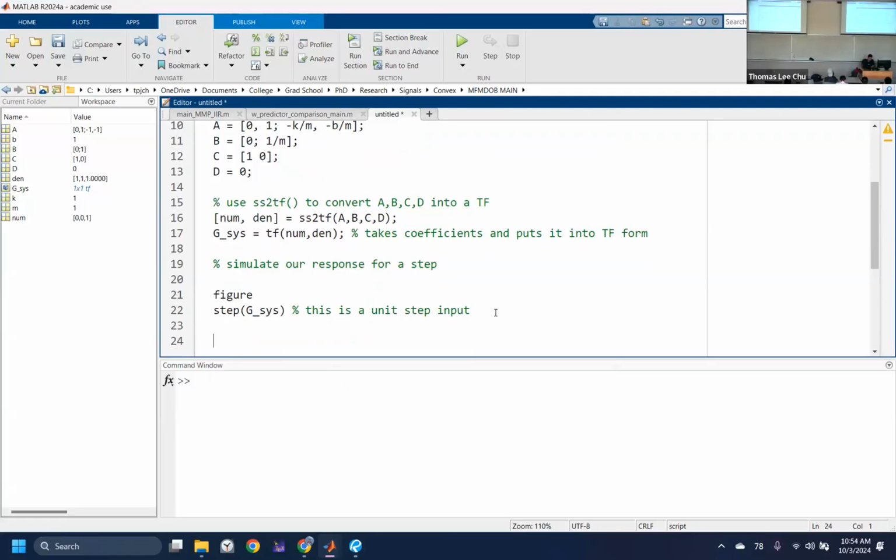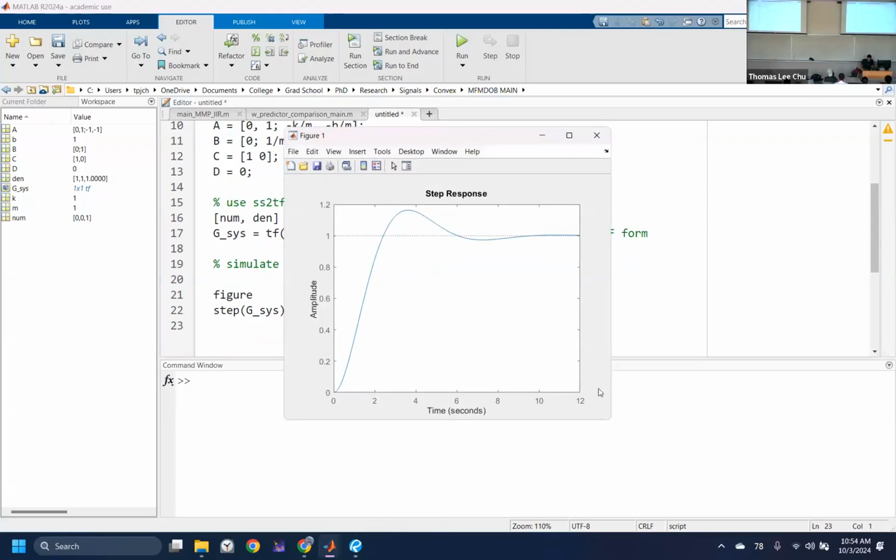But let's compare this to our actual analytical solution. Our actual analytical solution is this. I'm going to write it down. This is going to be a little bit more work, but hold on. Let's see how long this simulation runs for. It goes up to 12 seconds.